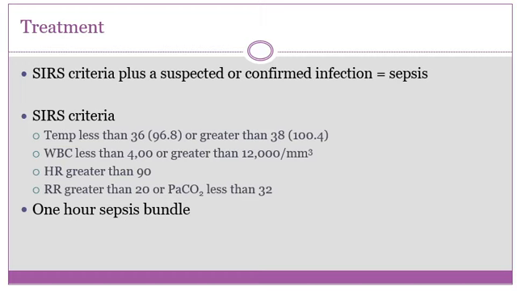We need to measure a lactic acid. We need to obtain our blood cultures. We need to administer broad spectrum antibiotics, or antimicrobials, because remember this could be viral or fungal. We want to do that ideally within the first hour of recognition.